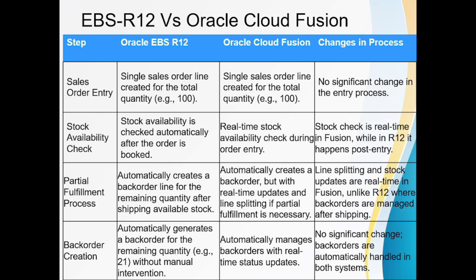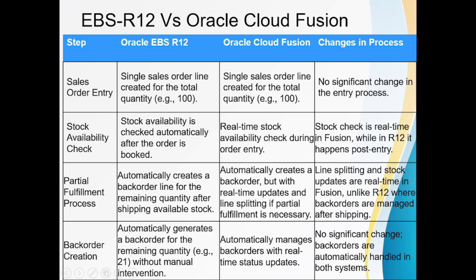Stock availability check: the stock availability is checked automatically after the order is booked. If you haven't seen, after booking the order only can you check the stocks. In Fusion you can see stock in real time. It automatically creates the back order line for the remaining quantity after shipping the available stock. Line splitting and stock updates are real time in Fusion, unlike in R12 where back orders are managed manually after shipping.